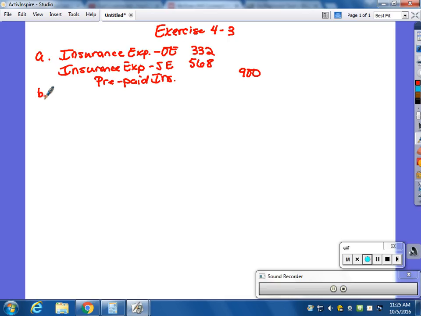Office supply expense. So a debit to office supplies expense for $1,750. Credit to what? Office supplies for $1,750. Letter C, what was the adjustment?